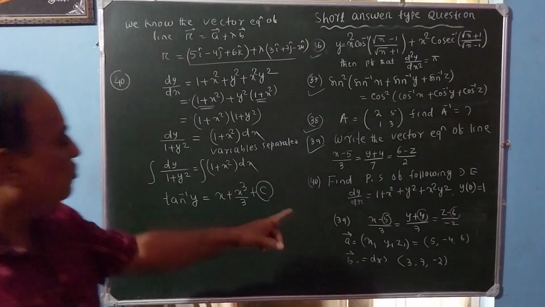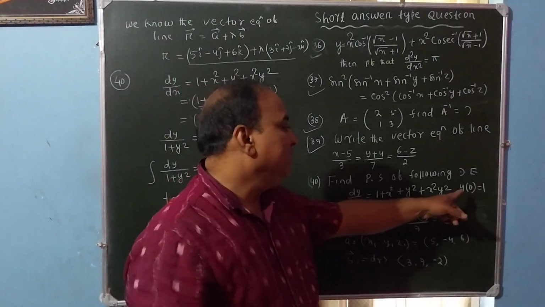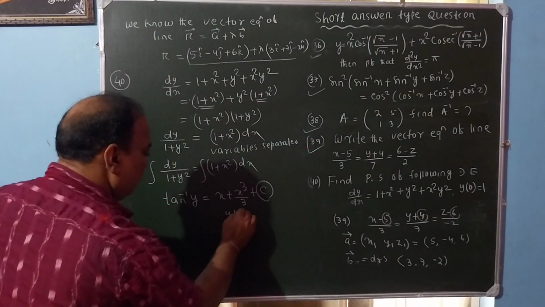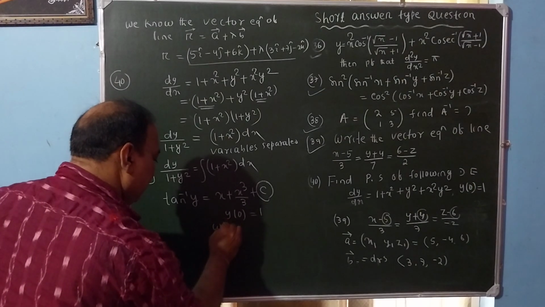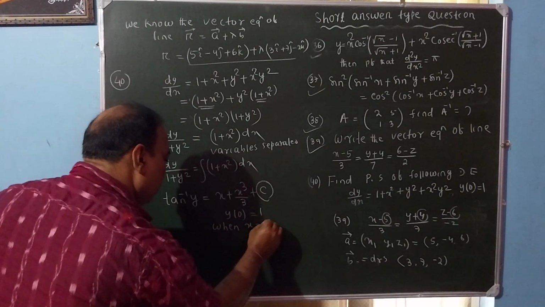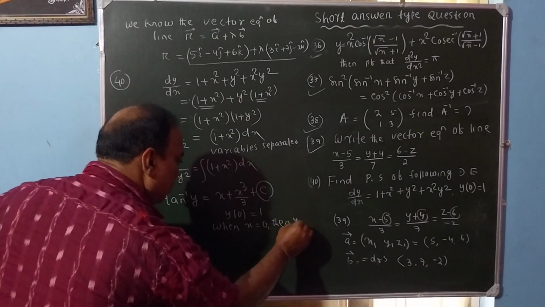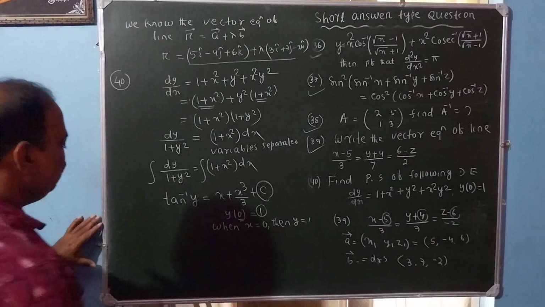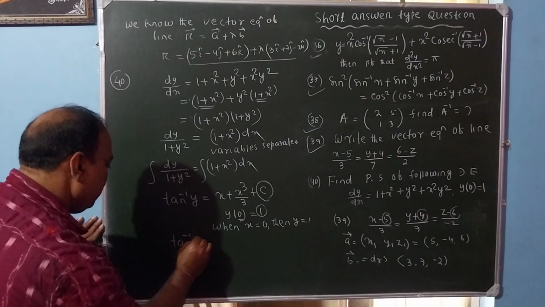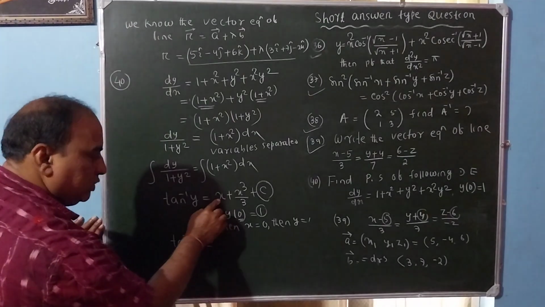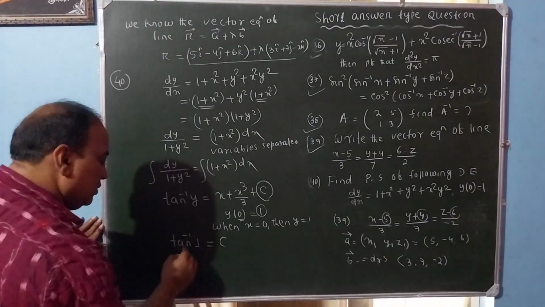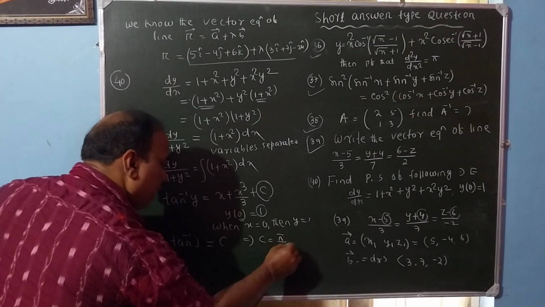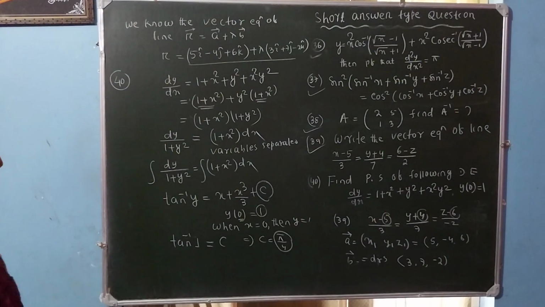Our aim is to find out the value of c by assigning suitable values of x and y. y of 0 is equal to 1 means when x is equal to 0, then y is equal to 1. Put here tan inverse 1, and x is equal to 0 here. So the value of tan inverse 1 is pi by 4.